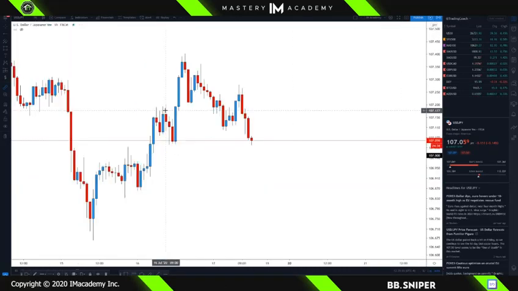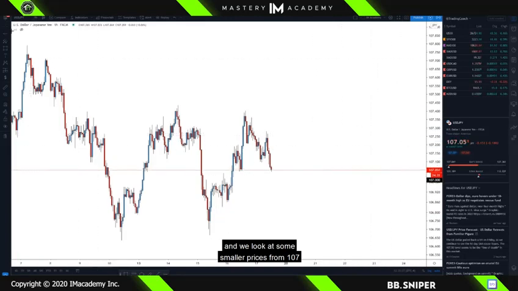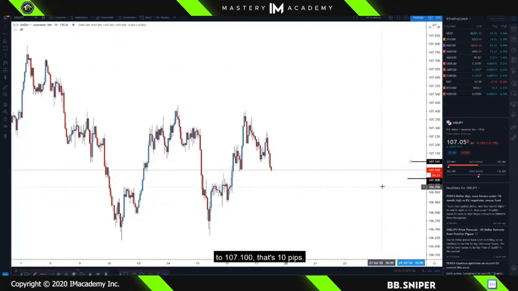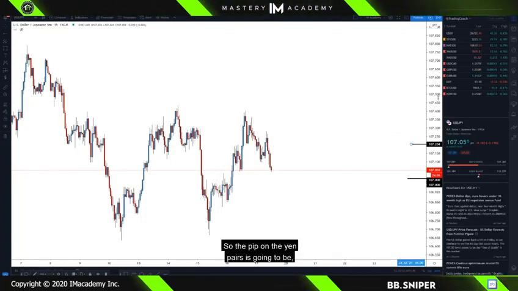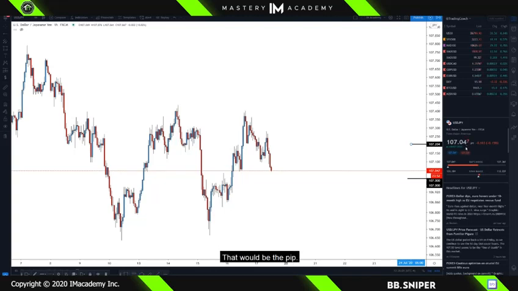And so if we go down into the micro and we look at some smaller prices from 107 to 107.100, that's 10 pips. So to 107.200 from 107, that's 20 pips, 30 pips, 40 pips, 50 pips, 60 pips. You get it? Super simple. So the pip on the yen pairs is going to be, if we go 1 and then 2 to the right of the decimal, if we look at the current price, it is the 4. That would be the pip. So when it goes from 4 to 5, if it were now to go from 5 to 6, that would be the equivalent of a 1 pip movement.